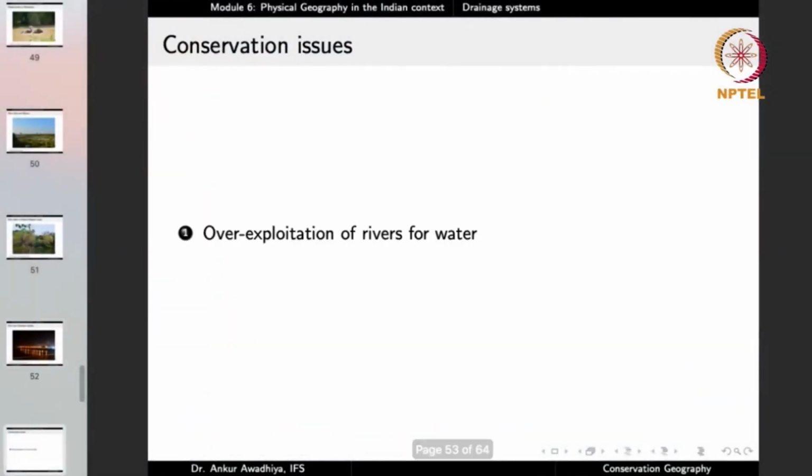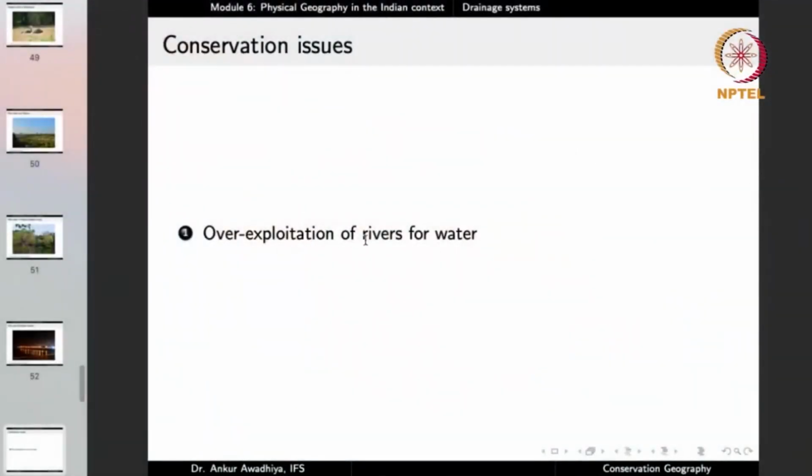Now after the drainage, let us look at the issues of conservation. The drainages have been going on for a very long period of time, but now humans are impacting these drainage systems. How? Through things like overexploitation of water.